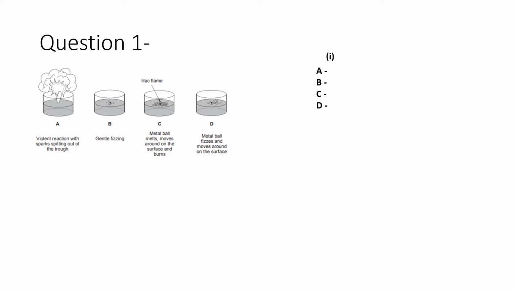Looking at all the options, B and D are the most gentle. This would mean that lithium would be the least reactive, making it beaker B, as it only has gentle fizzing. Sodium, therefore, would be beaker D, as it moves around the surface and fizzes a little more violently.